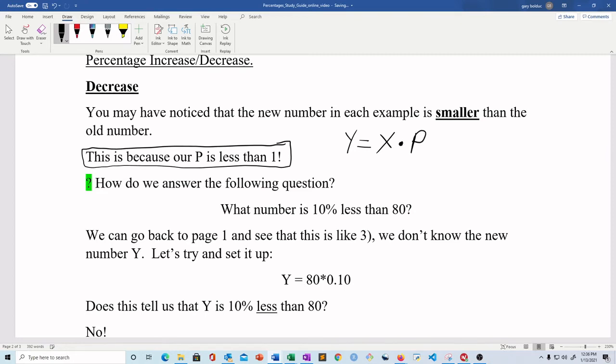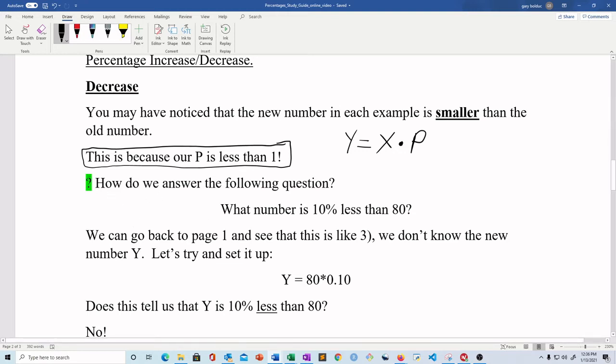If you get to a point like this and the P that you find is less than 1, so 0.8, 0.2, 0.5, what we just dealt with, you are talking about a decrease. As soon as you see a P less than 1, boom, I'm taking a number X and making it smaller, getting to Y. Okay, well, what's new then? You might be saying, what the heck's going on here?